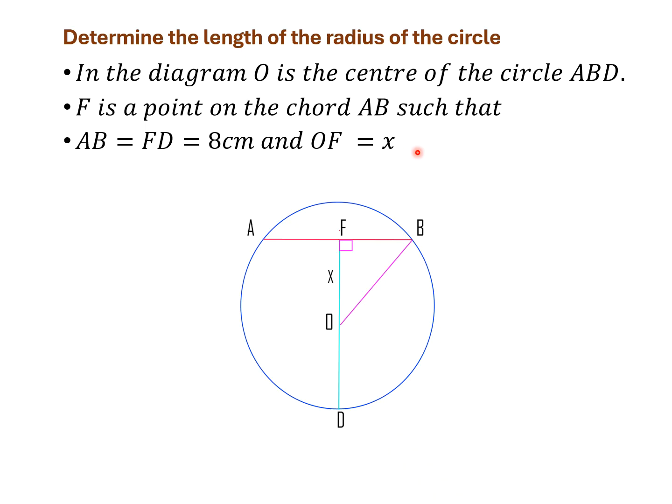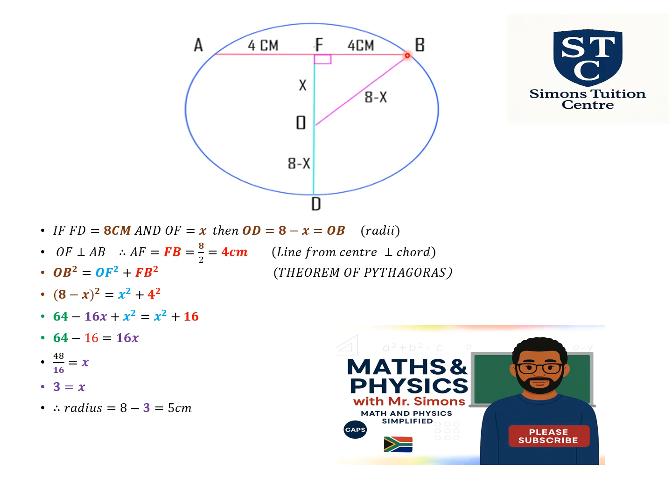And OF equals X. So from A to B is 8 centimeters, but you see there's a 90 degrees, so theorem 1 is going to come in again, line from center perpendicular to chord. And what happens to AF and FB? Do you still remember? Right, but let's look at the solution. We want the length of the radius. So, if AB equals 8, according to line from center perpendicular to chord, AF then must equal FB. So meaning the whole thing is 8, 8 divided by 2, that's 4 centimeters and 4 centimeters, right? Right, but AB is the same length as FD, which is 8.